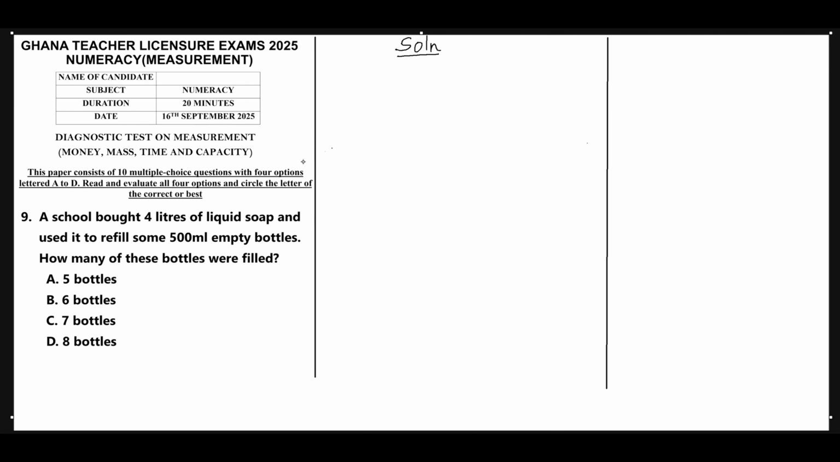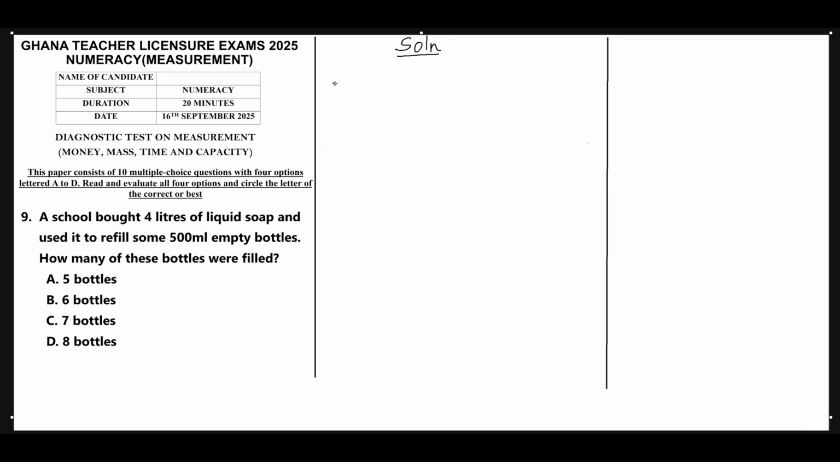So the first thing you could say is that you could see that the unit for the liquid soap was given in liters, and then the unit for the empty bottles was given in milliliters. So we have different units of capacity here. So we need to make sure that first of all, the units are the same. So I will prefer converting the liters to milliliters. That makes the calculation much easier. When you convert the larger unit to the smaller unit, that makes the calculation easier.